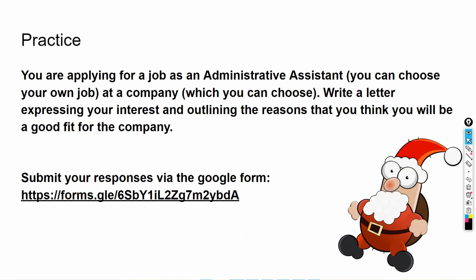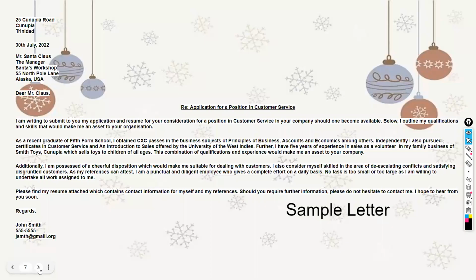Right? So you're applying for a job as an administrative assistant or your own job at a company that you could choose. Write a letter expressing your interest and outlining the reasons you think you would be a good fit for the company. And you had a form to submit. So here is a sample that I did in keeping with my Christmas theme.